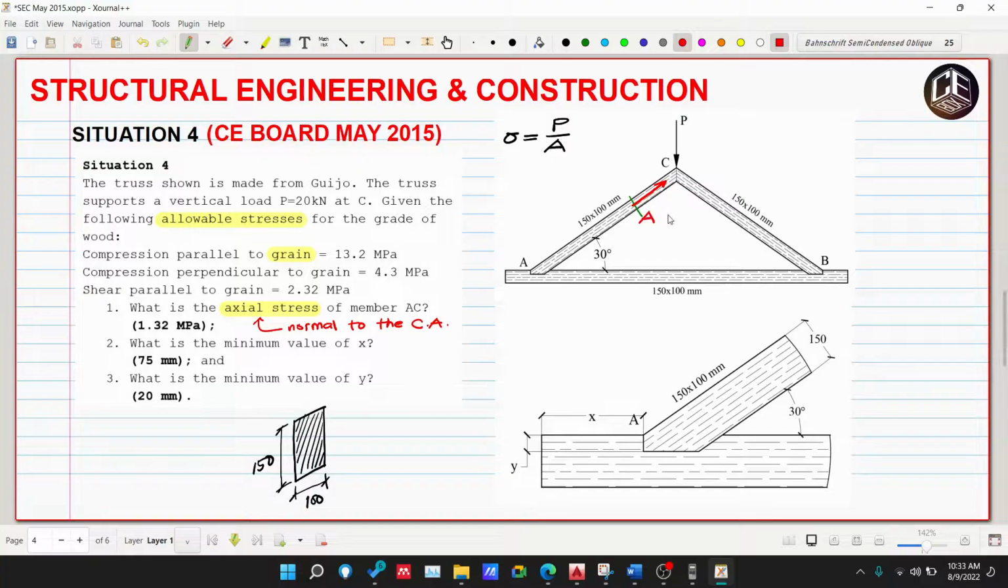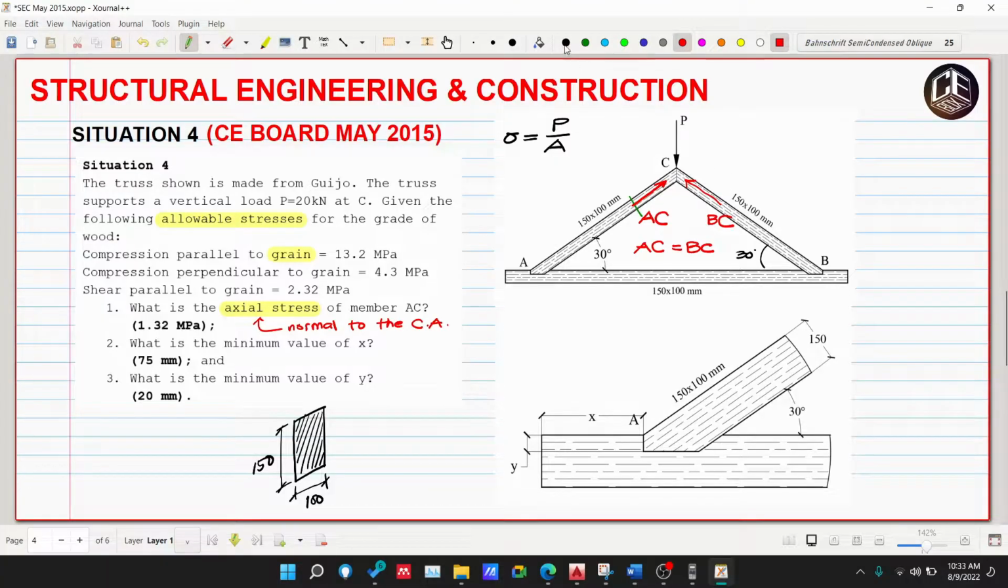Ito yung tinatawag natin na internal force AC, and ito naman yung ating internal force BC. So as you can see here in our figure, kung 30 degrees to, wala na rin binigay na angle dito, di ba? Kasi obvious naman sa drawing na siya ay symmetrical. So ibig sabihin, 30 degrees din to. So kung symmetrical sila, ibig sabihin, ang ating AC at BC ay equal sa isa't isa.